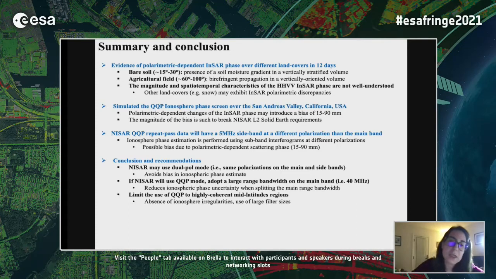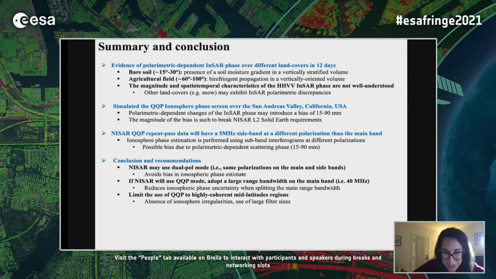We did simulate the quad-pol ionospheric phase screen for the San Andreas Valley over California, and we have realized that this polarimetric dependent change of the interferogram may introduce a bias between 15 to 90 millimeter, whose magnitude is sufficient to break the L2 solid earth requirement.